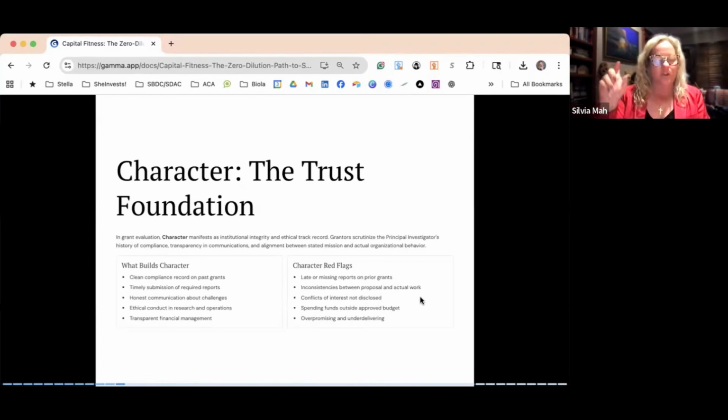Slight differences you can see as an evaluator because you evaluate so many. Conflict of interest not disclosed, right? There's a conflict of interest of, let's say, a scientist at a university and how they're spinning out this company. Spending funds outside approved budget, or overpromising and under-delivering.